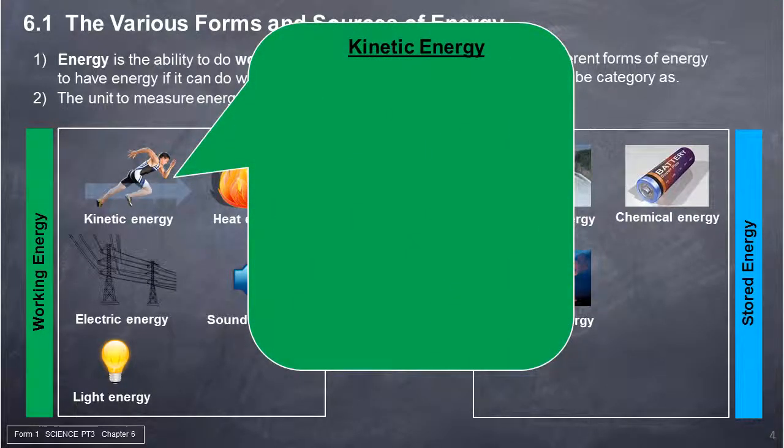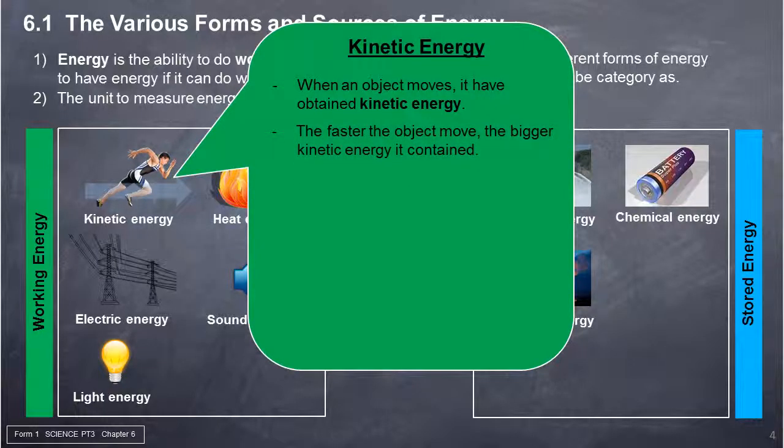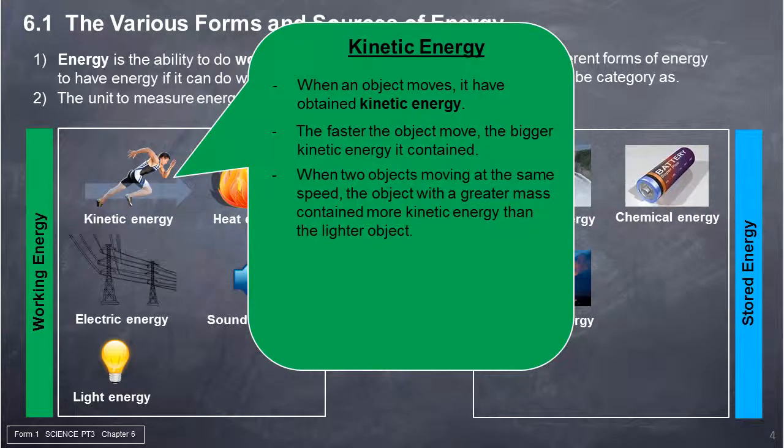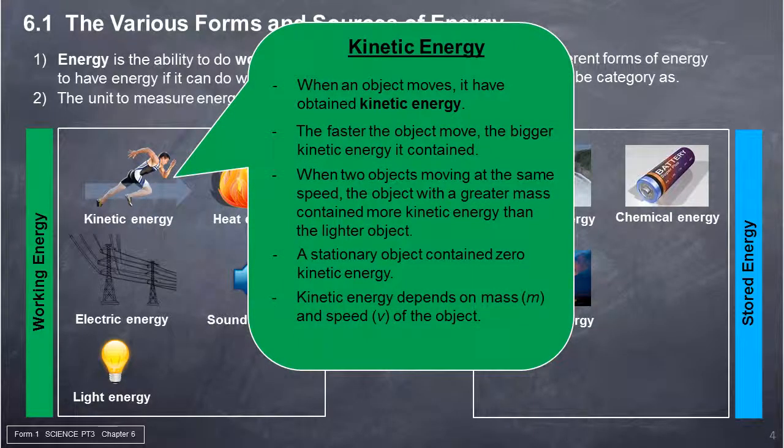Kinetic energy. When an object moves, it has kinetic energy. The faster the object moves, the bigger the kinetic energy it contains. When two objects are moving at the same speed, the object with a greater mass contains more kinetic energy than the lighter object. A stationary object contains zero kinetic energy. Kinetic energy depends on the mass, m, and speed, v, of the object. Kinetic energy equals half times m times v squared.